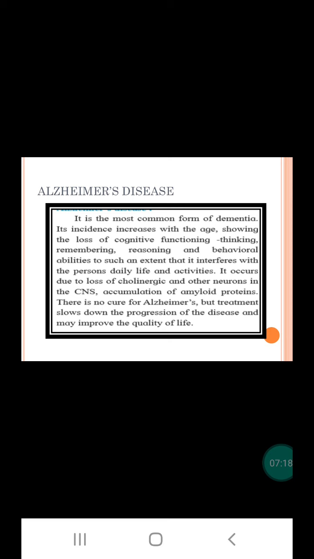It occurs due to loss of cholinergic and other neurons in the central nervous system, and also because of accumulation of amyloid proteins. Until today there is no cure for Alzheimer's disease, but the progression of the disease can be slowed down by treatment. It may improve the quality of life of those who are suffering from Alzheimer's disease.